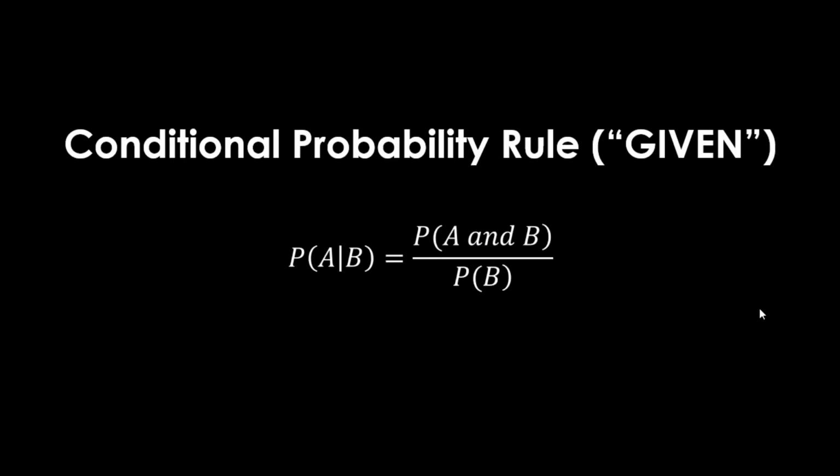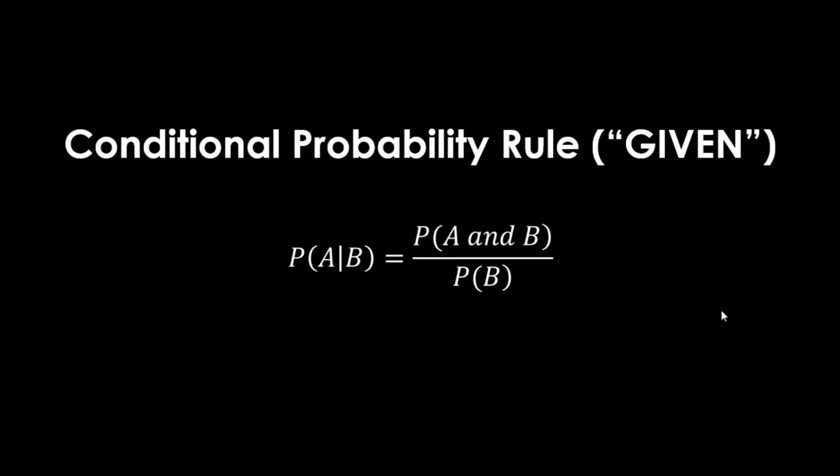Finally, we have one more important rule, the Conditional Probability Rule. We use this rule when we can't assume that two events are independent. For example, if the two cats in the last problem had been siblings, the probability of one cat living longer might have been influenced by the other cat, which means they wouldn't have been independent. Formally, the conditional probability rule is written as probability of A given B is equal to probability of A and B divided by probability of B.